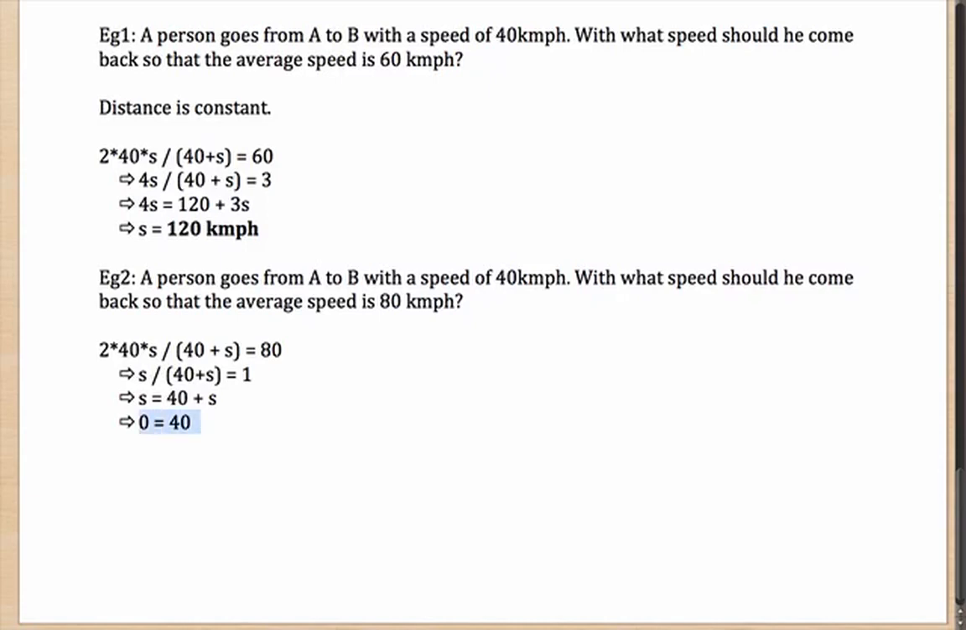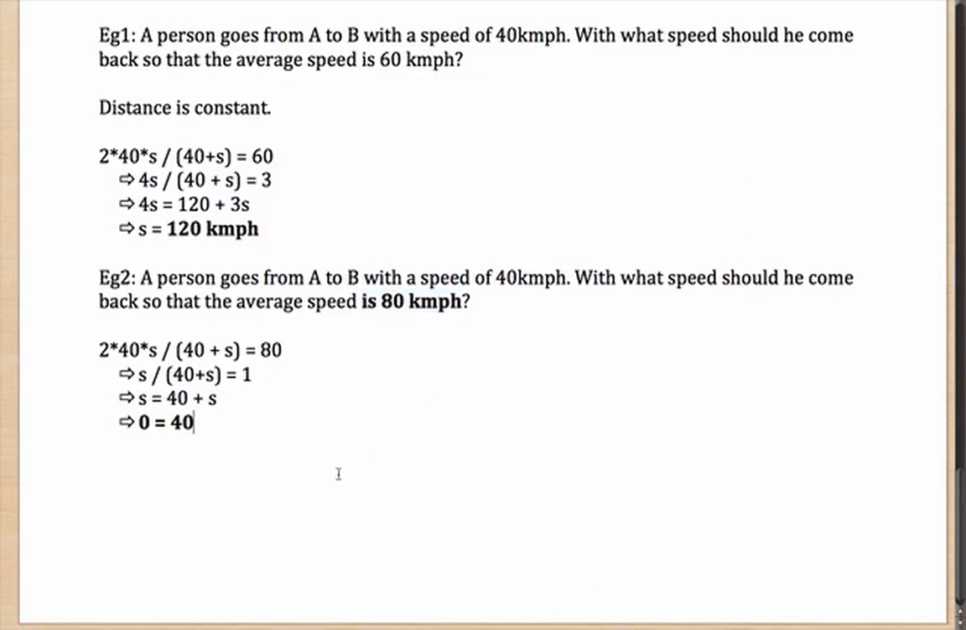So wait, how come this happened? This is something which is definitely wrong. So we have made a mistake. What is my mistake? I have used the correct formula. I have put in the correct values. Well, the mistake is that you are assuming the average speed to be 80 km per hour. Is it even possible? No, it is not possible.